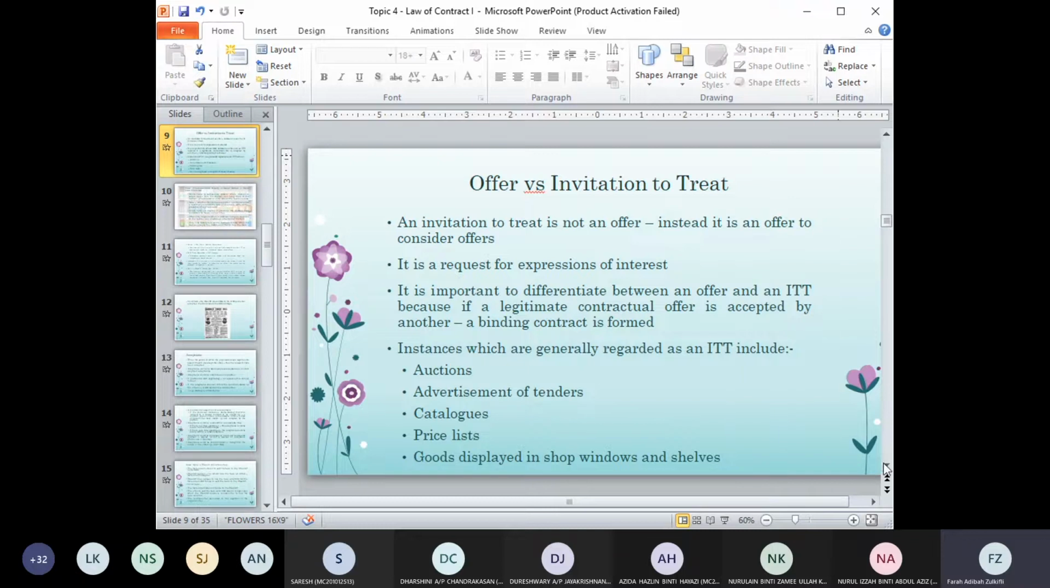And one more thing, goods displayed in shop windows and shelves. Whenever you go to the supermarket, whenever you go to Aeon, whenever you go to Tesco, whatever items are displayed on the shelves, whatever items are displayed on the aisles, all of them are invitations to trade. When you take the item and bring it to the cashier, that is when you make an offer to buy the item. And then the cashier, when they scan the barcode of the item and receive your money, that is when they accept your offer to buy the item. So that is when you have a valid contract between you and the supermarket.